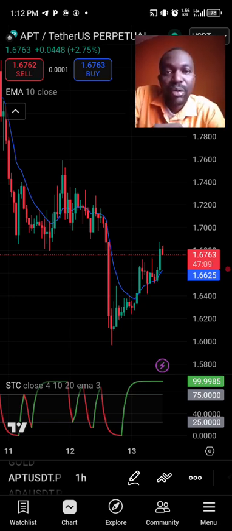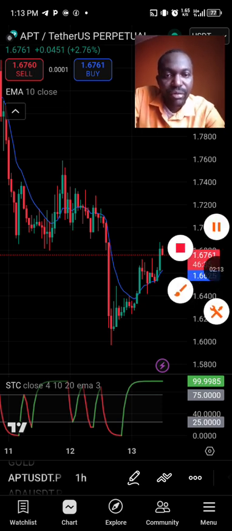So we're going to be looking at two indicators for today. The first indicator is going to be called the EMA, or the exponential moving average. Now, the EMA is simply a mathematical formula. What it does is it calculates the averages of prices for a certain amount of candles, and it plots a line on the chart. Now, let me just show you what that looks like.